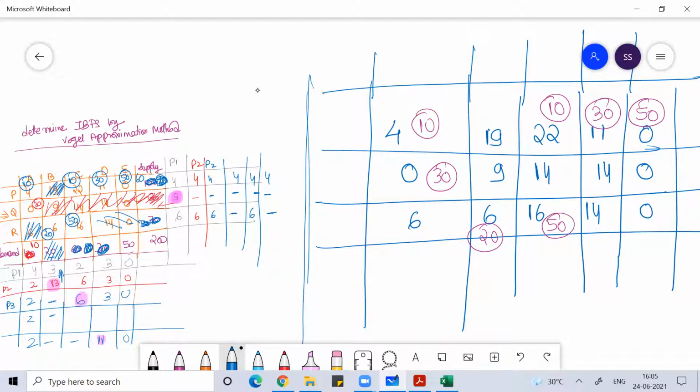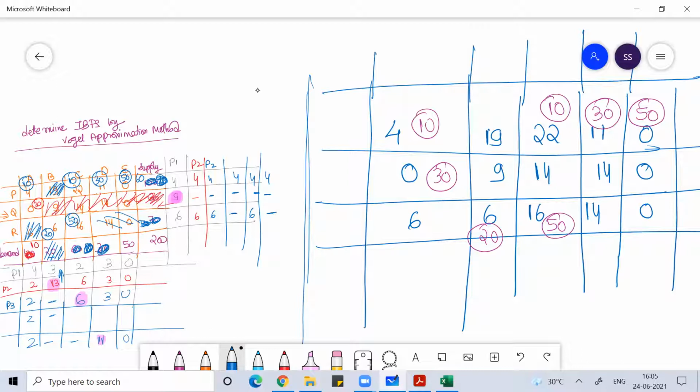You can check the degeneracy. How many rows? Five columns, 3 rows. There should be 7 allocations. 4, 5, 6, 7. 7 allocations are there. So let me just compare row wise and column wise.